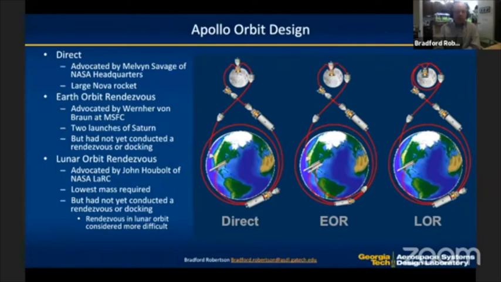Earth orbit rendezvous at the time was advocated by Wernher von Braun at NASA Marshall in Huntsville. That required two launches of Saturn and would do a similar mission around the moon, but both would dock in Earth orbit to assemble into a much larger vehicle. Now, what actually ended up happening, and this is one of the interesting stories of Apollo, was that the lunar orbit rendezvous was the lowest mass. I could have one launch of a Saturn V, and then I would split my stages between going to the lunar surface and having the return stage stay in orbit. So that's really what saved a lot of this.